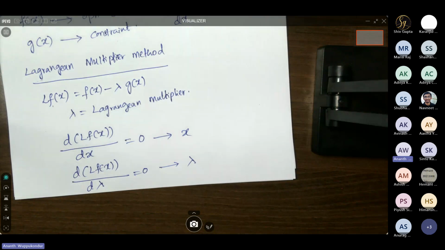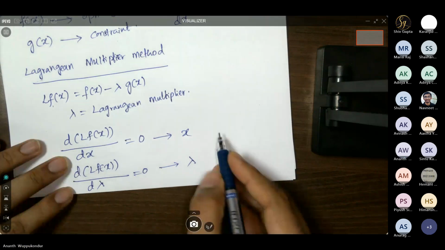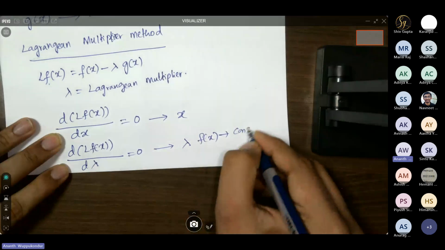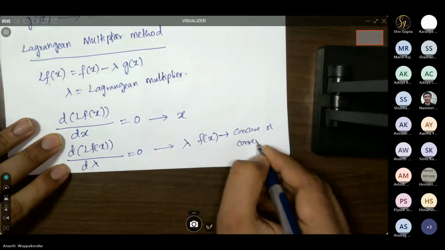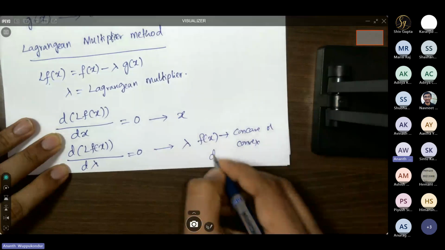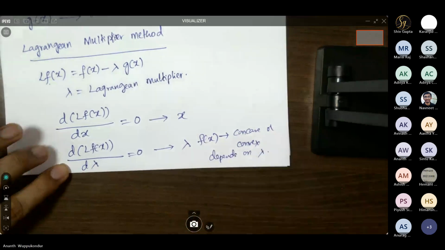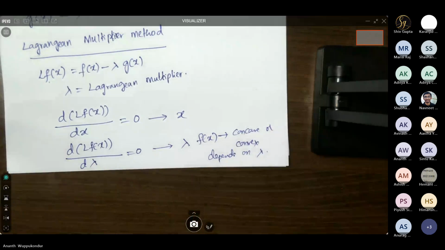Now, whether f of x is concave or convex depends on the lambda. So whether f of x is either concave or convex would depend on lambda here, which is the Lagrangian multiplier.